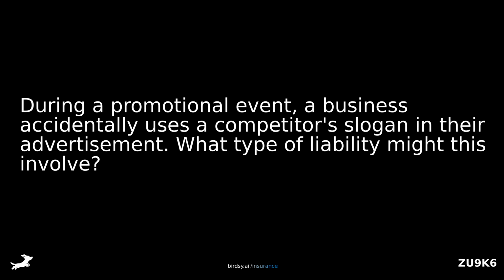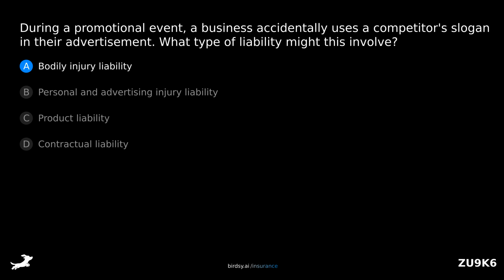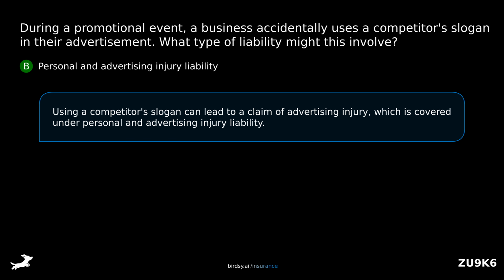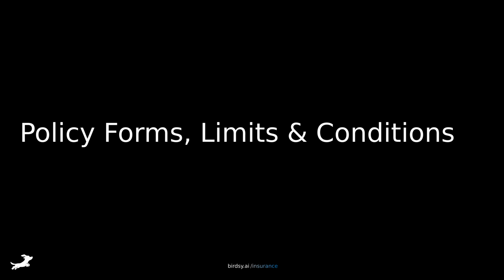During a promotional event, a business accidentally uses a competitor's slogan in their advertisement. What type of liability might this involve? Is it A, bodily injury liability, B, personal and advertising injury liability, C, product liability, or D, contractual liability? The answer is B, personal and advertising injury liability. Using a competitor's slogan can lead to a claim of advertising injury, which is covered under personal and advertising injury liability. Policy forms, limits, and conditions.